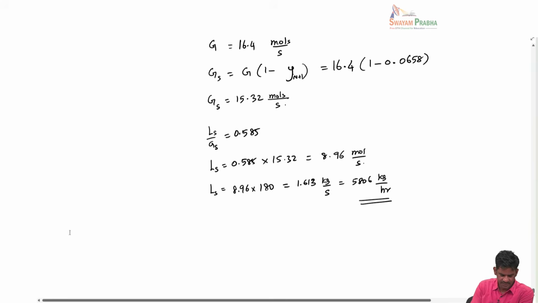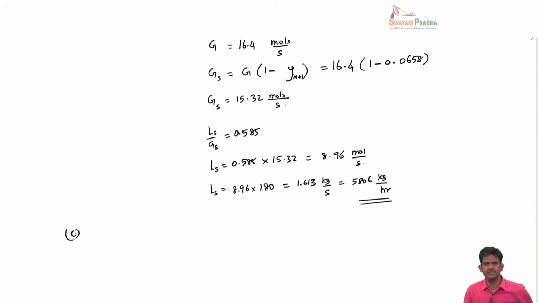So part C is to find out the number of theoretical stages. Okay, so part A and part B are straightforward. Part C is to find the number of theoretical stages from a numerical point of view as well as from a graphical point of view. So first we will do it analytically.